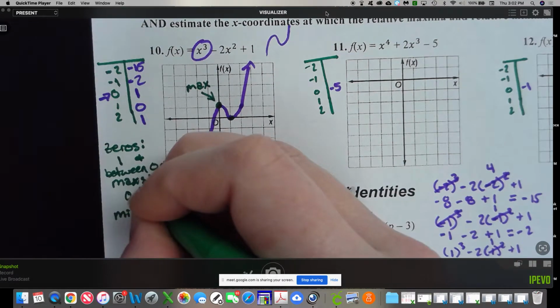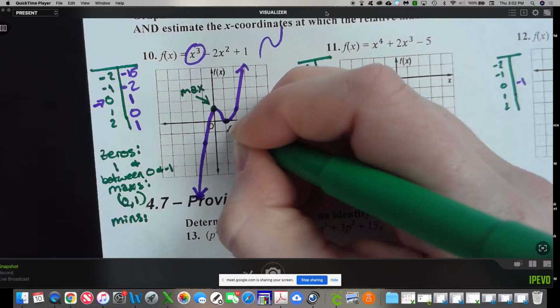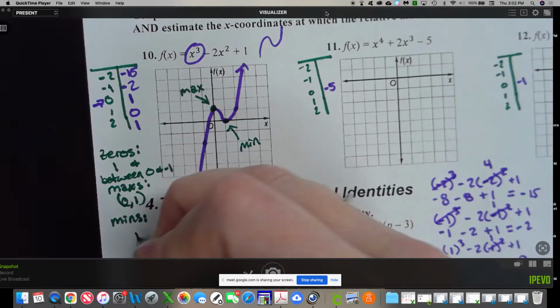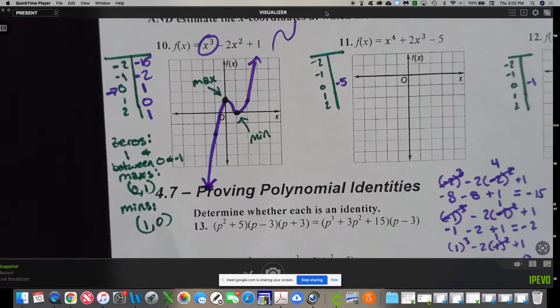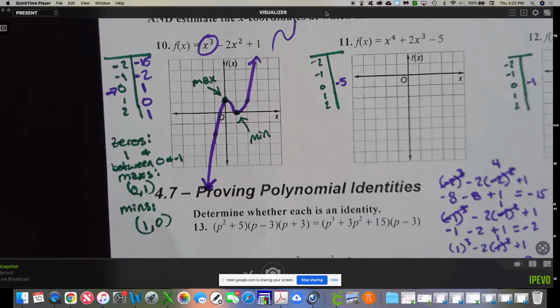1, 0. The reverse of that. Okay? That's all we have to label, and we're good. Okay, good. Number 11.